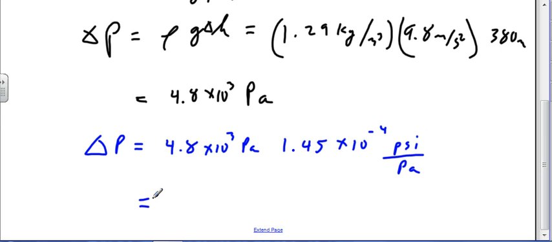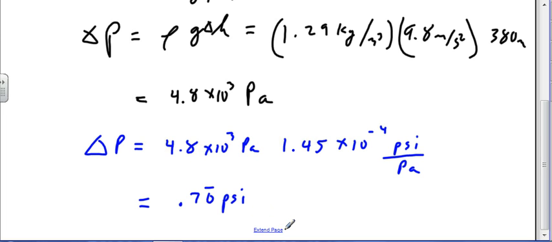So I put my final answer as times 1.45 E minus 4, and it looks like the difference is going to be 3 significant digits. Is that what I want? Nope, only 2 significant digits. That's better. Alright, so we'll call it 0.70 PSI is the difference between the top and bottom of the Empire State Building. Okay, and with that, we are done with Chapter 10.